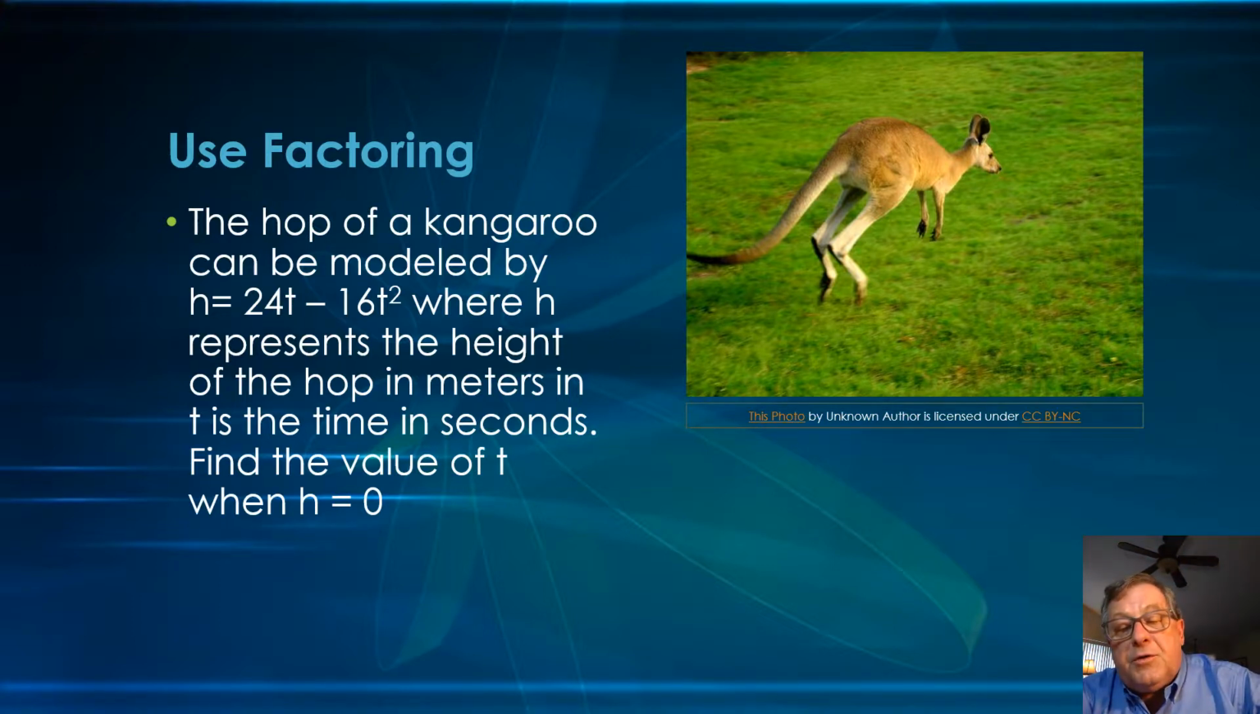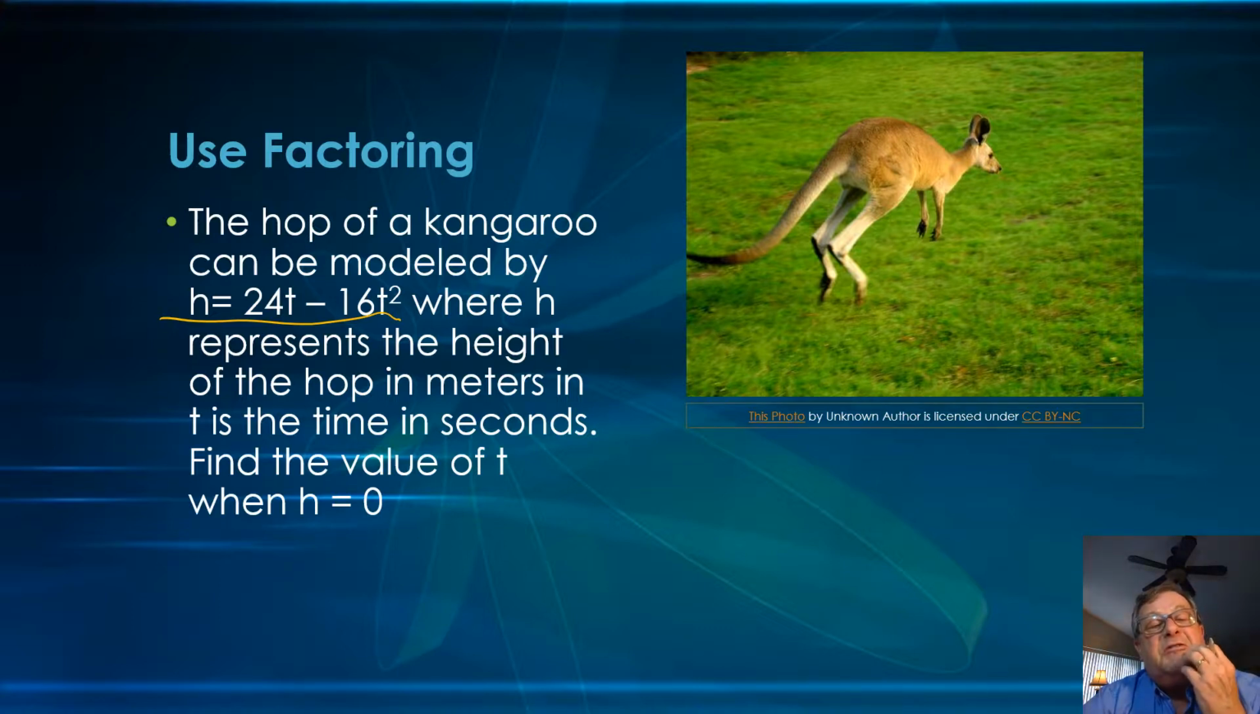So we've got an equation right here. H equals 24t minus 16t squared. H is the height in meters, t is the time in seconds, and then we're asked to find the value of t when h equals 0.